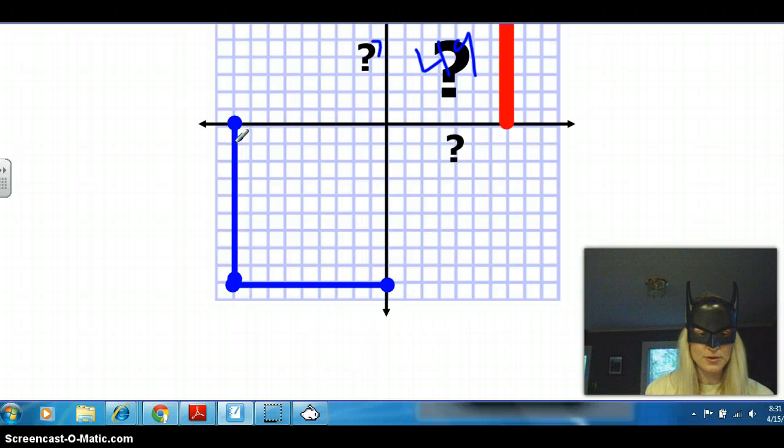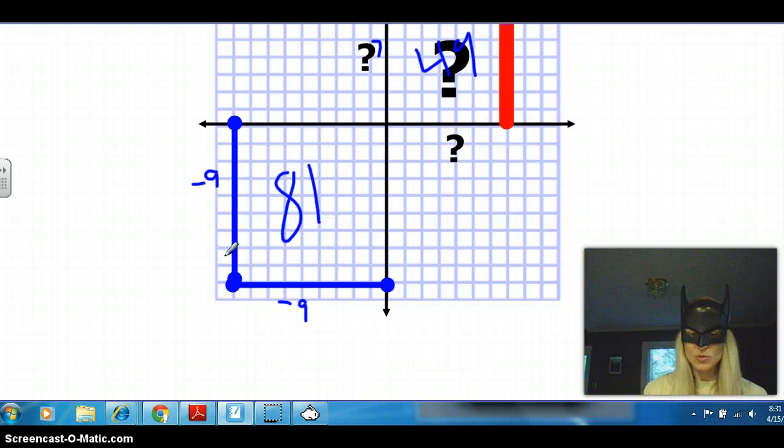However, if you look here, you count 1, 2, 3, 4, 5, 6, 7. This is negative 9. And here, if we count over to here, that's negative 9 as well. And negative 9 times negative 9 is a positive 81, because you can't have a negative area here.